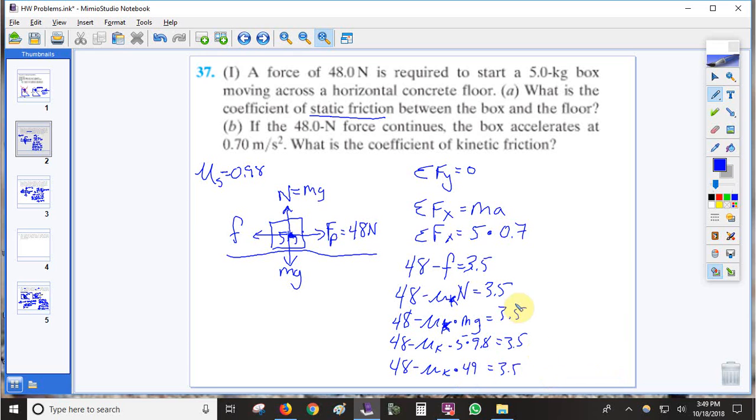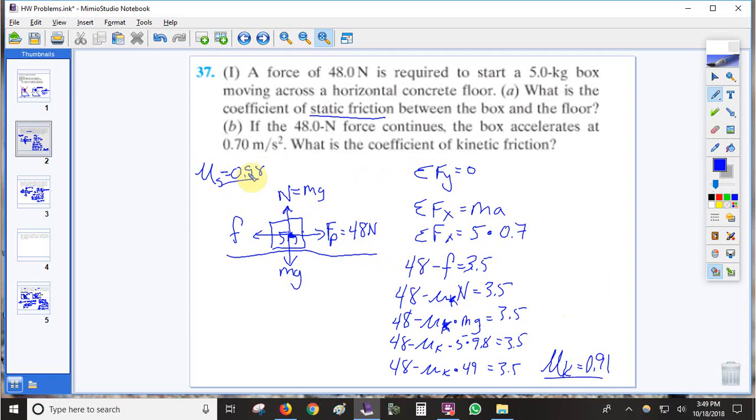So 48 minus mu sub k times 49 equals 3.5. We need to subtract 48 from that, which gives me negative 44.5, and I divide that by negative 49. And now I get mu sub k equal to 0.91, which makes sense. It needs to be lower than my static friction. So my static friction is 0.98.